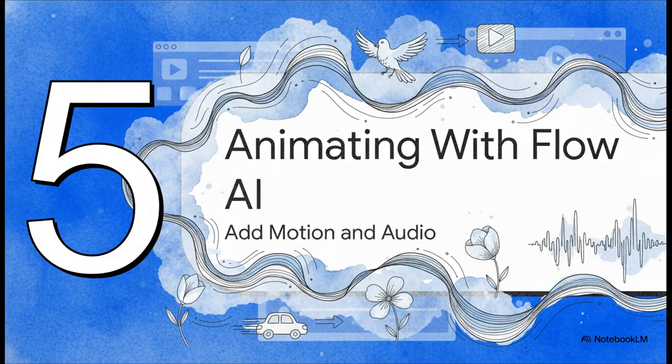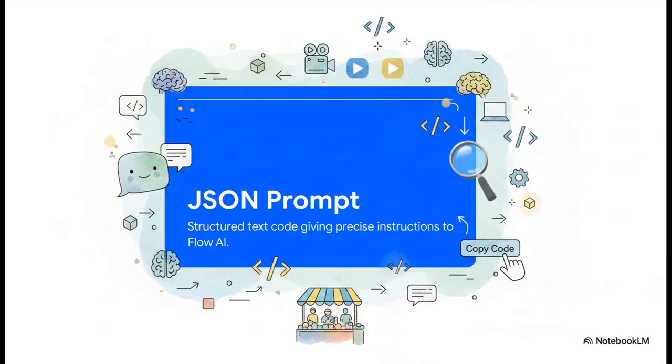Moving on to Section 5, animating with Flow AI. This is where we add motion and audio. Okay, so we've got our consistent, beautiful still images. Now we bring them to life using Google Flow AI, specifically leveraging their Veo 3.1 model. The absolutely crucial point here is knowing how to talk to it. It uses something called a JSON prompt.